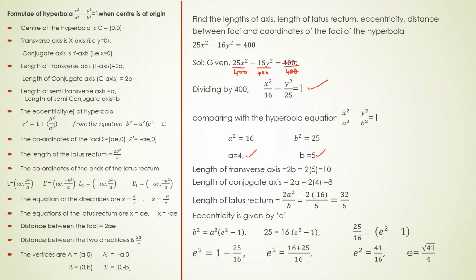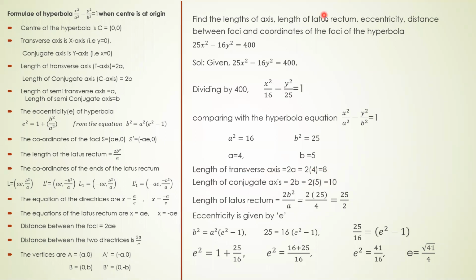Now, we will come to the actual problem. That is, we have to calculate the lengths of the axis. Now, there are two lengths: the length of the transverse axis and the length of the conjugate axis. Here the length of the transverse axis is 2a. So 2 into a value, which is 4, we will get 8. Length of the conjugate axis is 2b. 2 into b value, it is 5. So 2 into 5 is 10.